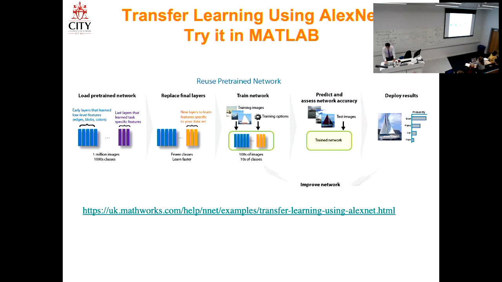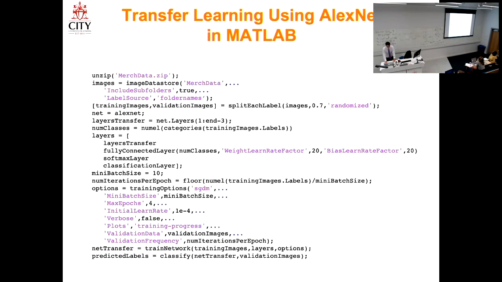If this sounds complicated, it doesn't anymore. So let's see how we do it in MATLAB. This is an example. You unzip a march data.zip. It's an example data set available from MATLAB if you want, or you load your own data, your faces. Then you call images equals image data store. You include subfolders, label sources, your folder name, and things like that. You have done this before. You know how to load data into MATLAB.